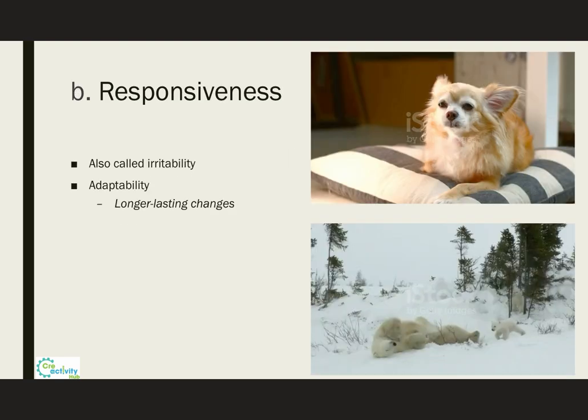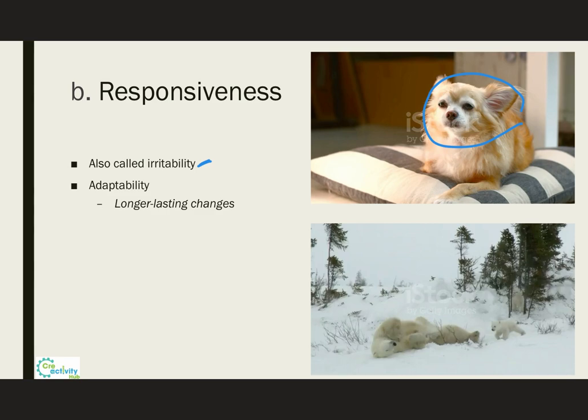With regards to responsiveness, organisms respond to changes in their immediate environment. This property is also called irritability. You move your hand away from a hot stove, or your dog barks at approaching strangers, or fish are scared by loud noises. These are all responsiveness. You are reacting to a certain environmental cue.